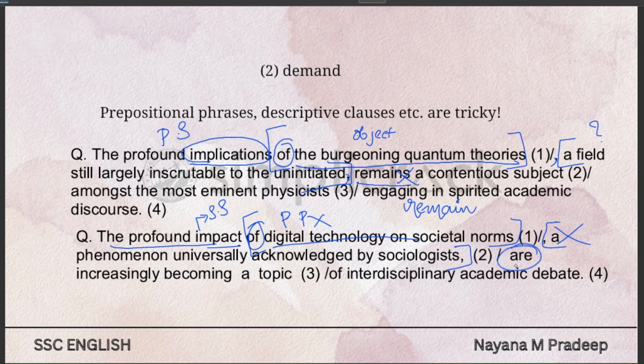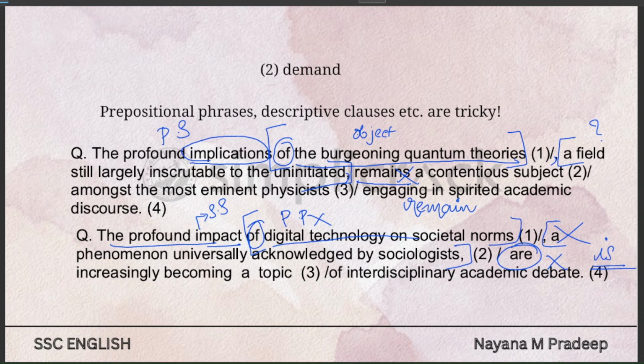And what have we used here? We have used a plural verb, which is wrong. You have to use the singular verb is. Okay. So the profound impact of digital technology on societal norms, a phenomenon universally acknowledged by sociologists, is increasingly becoming a topic of interdisciplinary academic debate. Okay. So whenever you come across such questions in the error detection part, you have to eliminate the prepositional phrases, the descriptive clauses, the modifiers, all these in order to get the main subject. Okay. And then look for the subject verb agreement part.